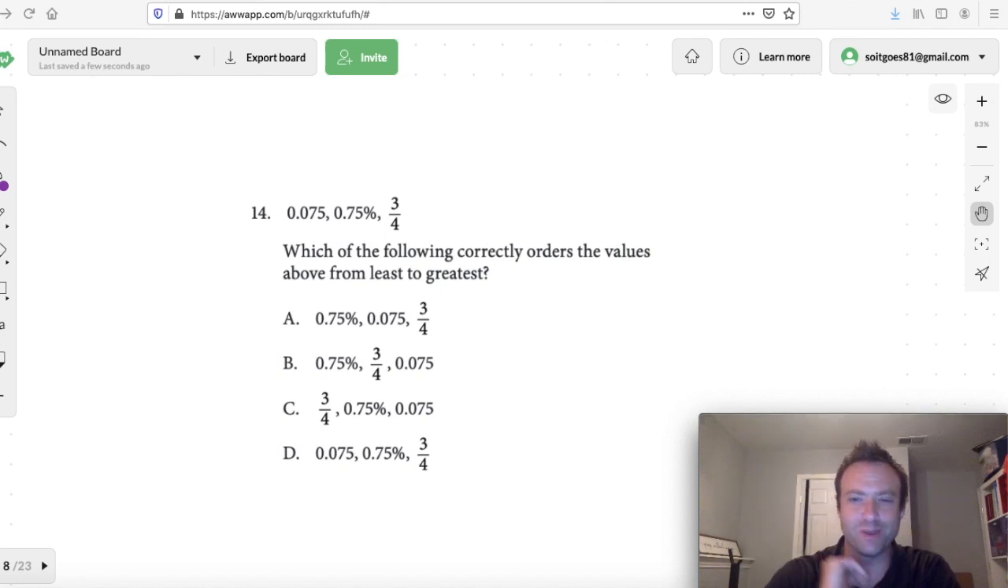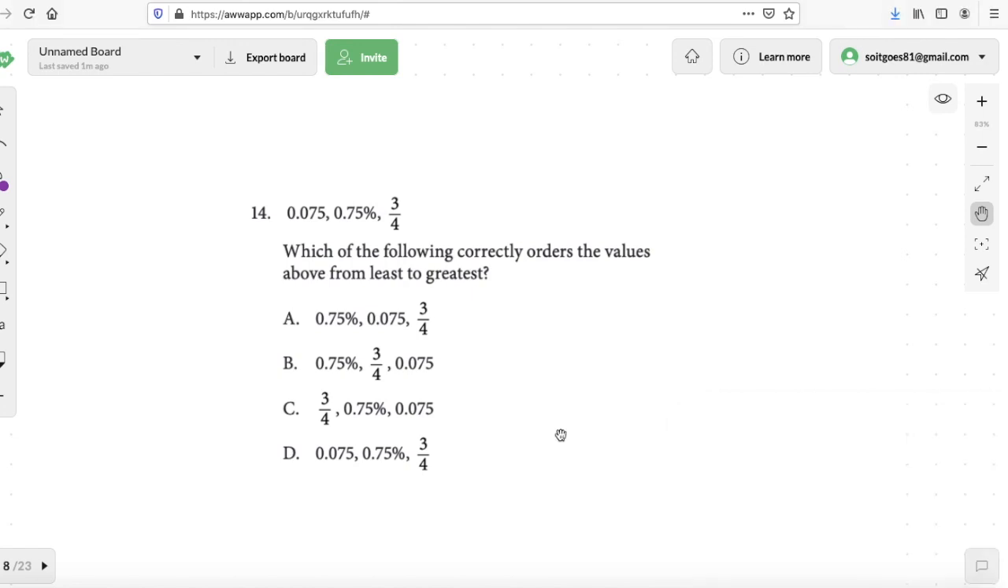All right, welcome back, everybody, to Accuplacer Math Crash Course Day 1. We're on Part 2, just coming back from a little break. And we got another question on the board about the order of values here from least to greatest. Go ahead and read question number 14 for us, please, Juliana. Which of the following correctly orders the values above from least to greatest?